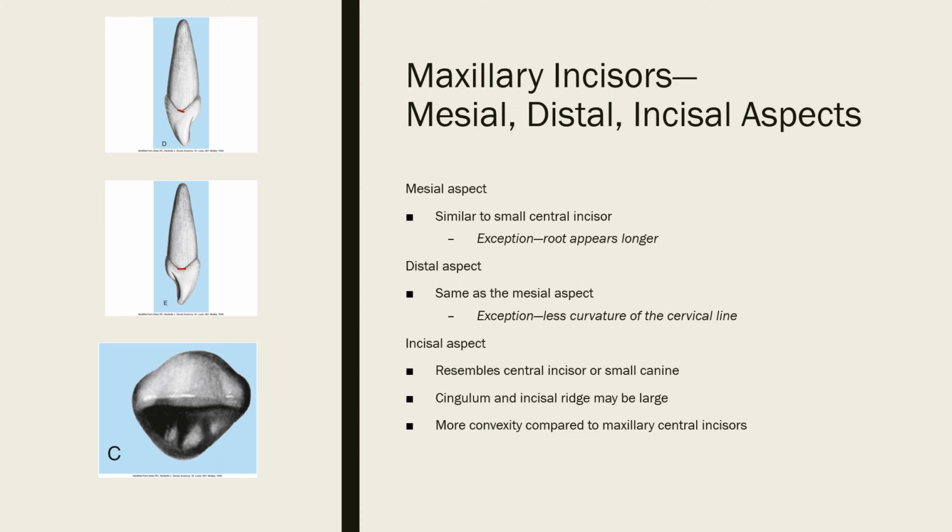The incisal aspect resembles that of the central incisor or a small canine. The cingulum and the incisal ridge may be large. Okay, so sometimes you'll see a really big cingulum here. And then more convexity compared to the maxillary central incisors. Convexity meaning going out. So I just want to make sure I clarify this before we move on. So you can see there's more convexity here. Okay.